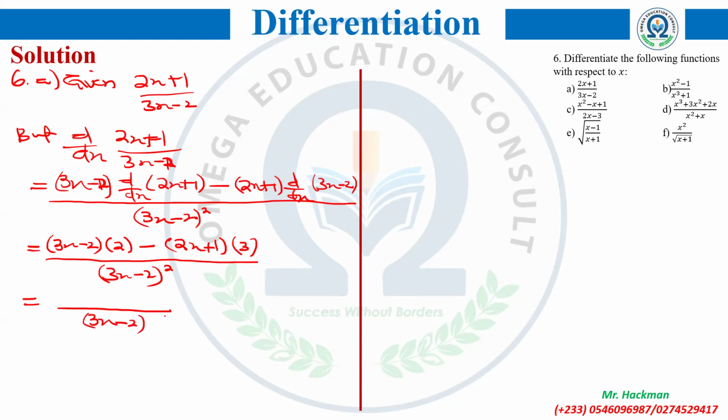It needs no further work. So now what do we have? You come and expand the numerator, combine like terms if any, and factorize to check if you can reduce. So in this case, if you expand, we are going to get 6x minus 4. If you expand this, we are going to get what? Minus 6x, minus 3. Do you agree?